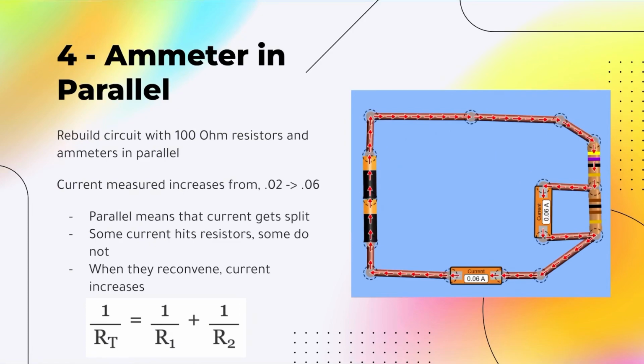Now we're going to redo the circuit with a 100 ohm resistor and ammeter in parallel. We can see that the current increases. This is because by making them in parallel, some of the current runs into resistors and some of it does not. And when they reconvene at the end, the total current goes up. This can be proven with the formula for resistors in parallel, which is shown at the bottom.